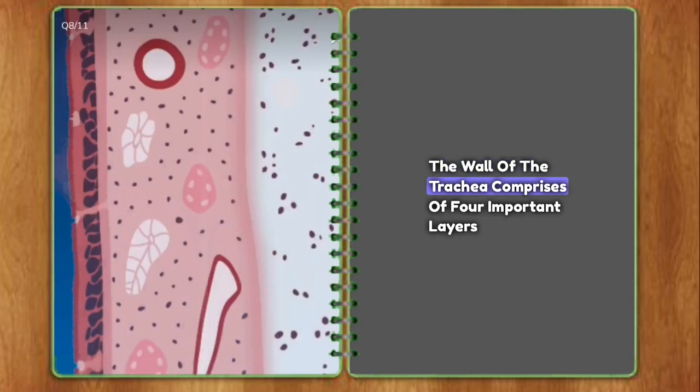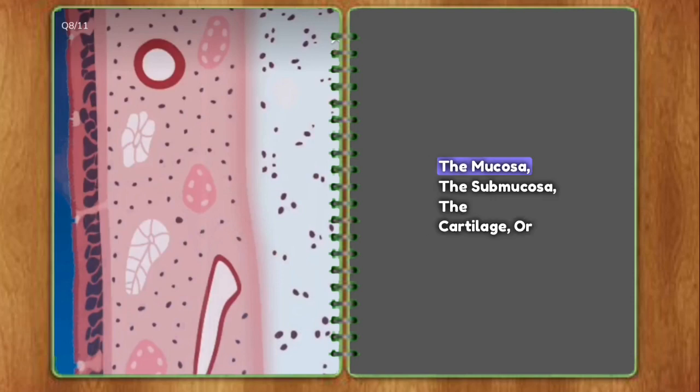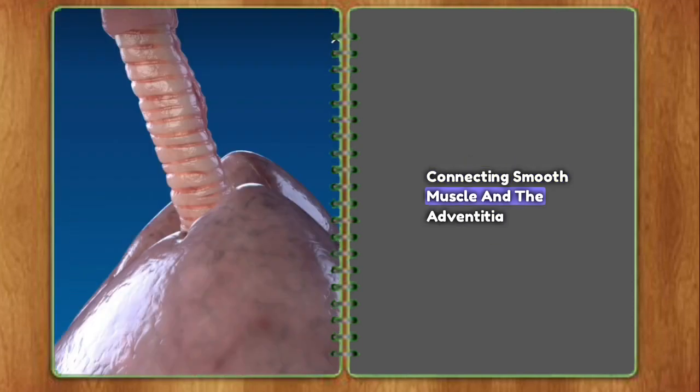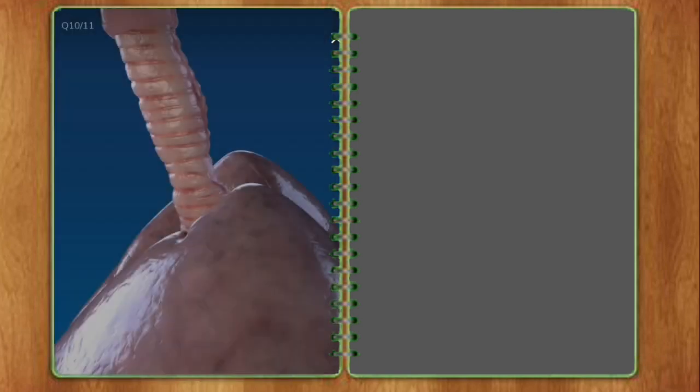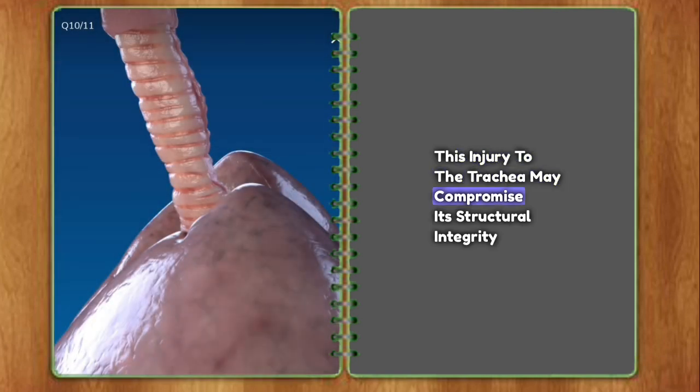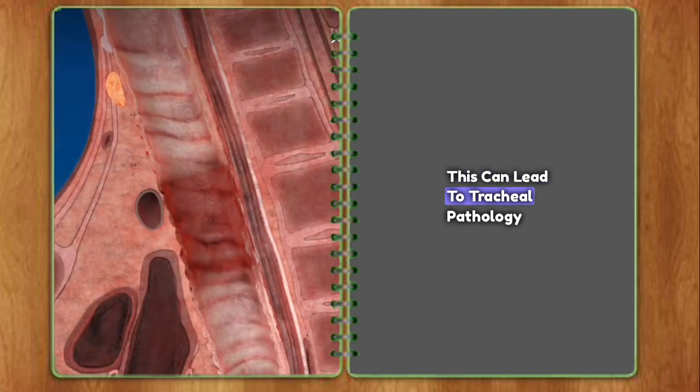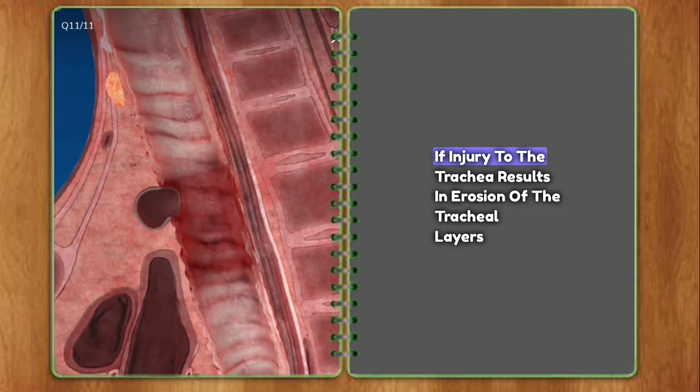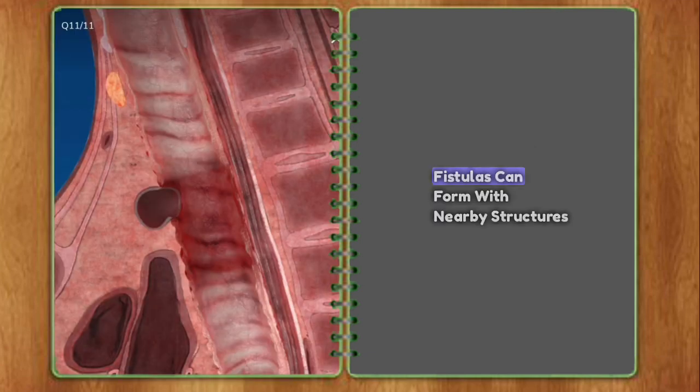The wall of the trachea comprises 4 important layers: the mucosa, the submucosa, the cartilage or connecting smooth muscle, and the adventitia. Injury to the trachea may compromise its structural integrity. This can lead to tracheal pathology. If injury to the trachea results in erosion of the tracheal layers, fistulas can form with nearby structures.